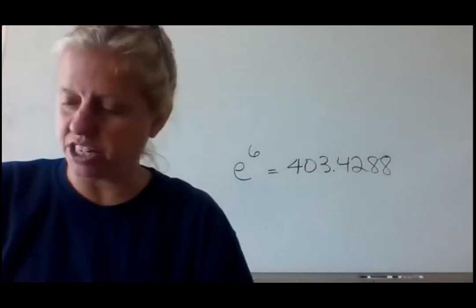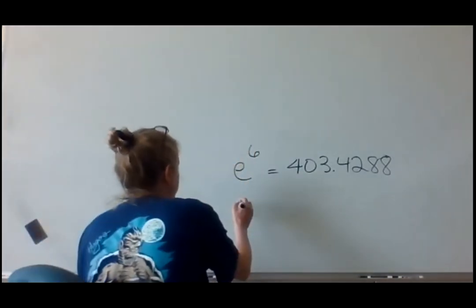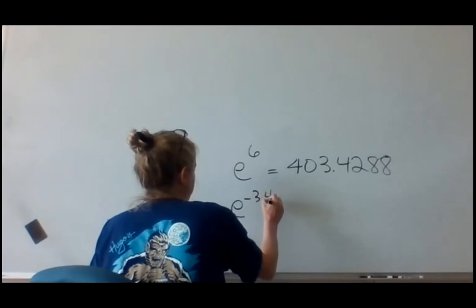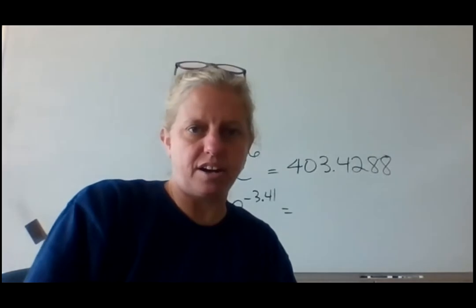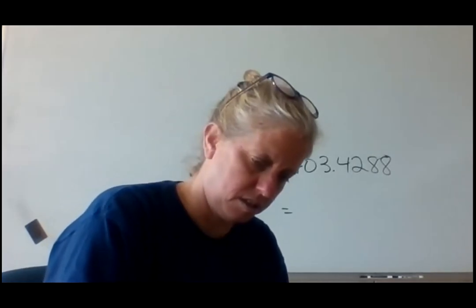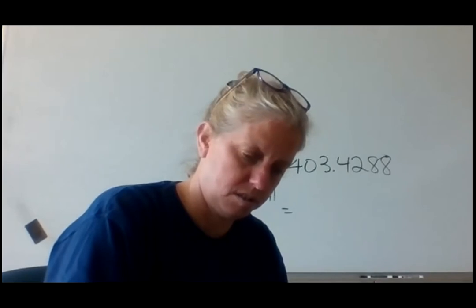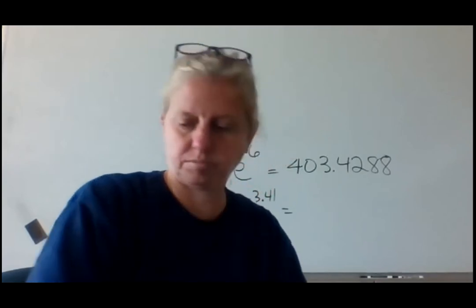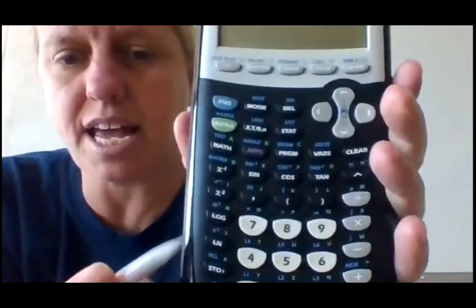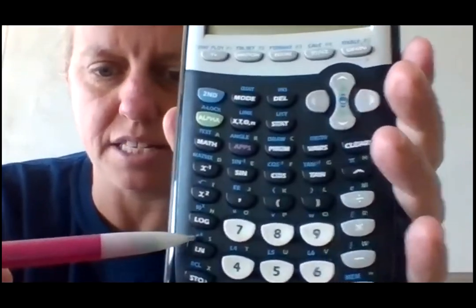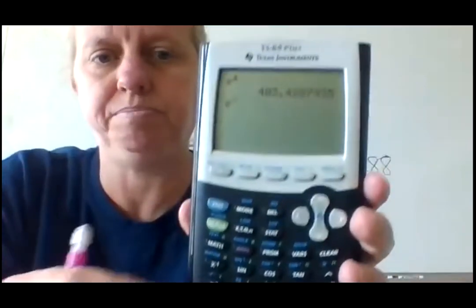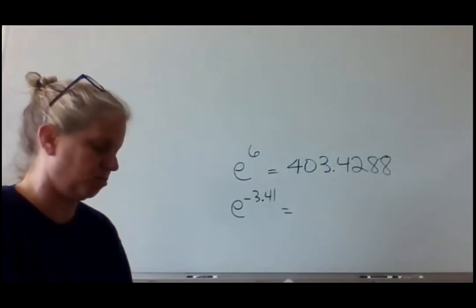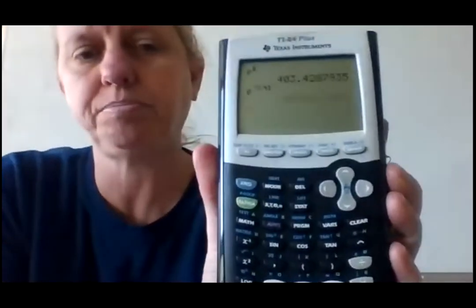The next one, same thing. It's just E to the negative 3.41. So again, just locating the E on the calculator. Since the E is right above this LN button, that's a little bitty E, so you're going to want to hit the second, then the LN button. That puts you right up into your exponent. And then just type in whatever your exponent is. So negative 3.41. Hit enter.